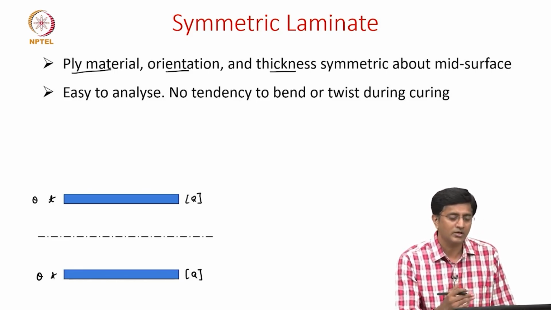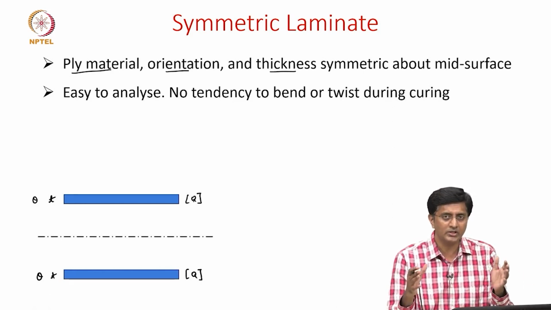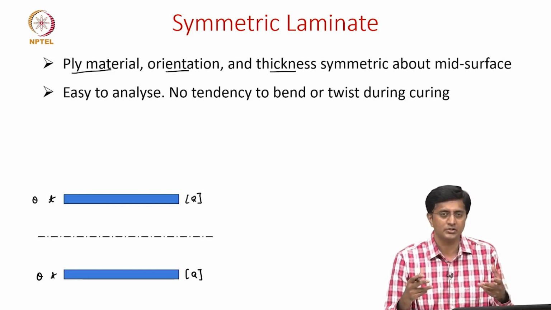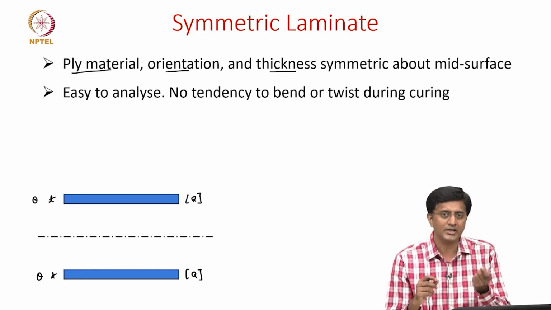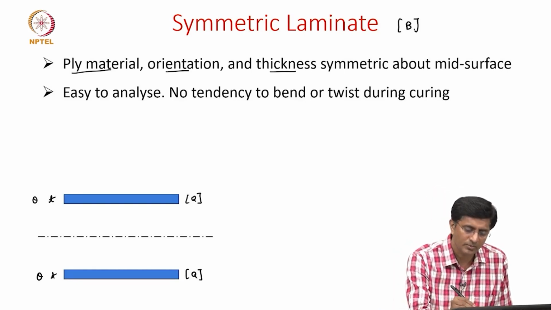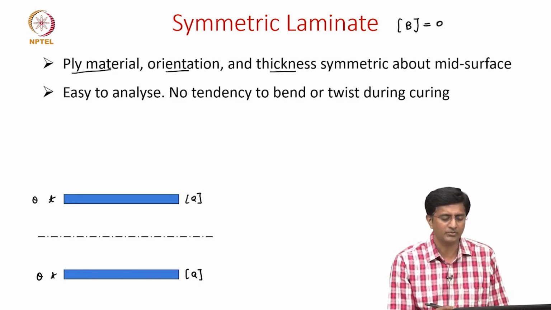And the reason why symmetric laminates are preferred in manufacturing is because it is easy to analyze, and second, there is no tendency to bend or twist during curing, because during curing there is an extension or shrinkage in the material. Because of this shrinkage, we don't want the shape of this composite to change. But if the B matrix is non-zero, then there is a change in the shape, because then we have this extension bending coupling coming. So the most important point here is the B matrix goes to 0 for a symmetric laminate, and this we have already shown in the previous video.